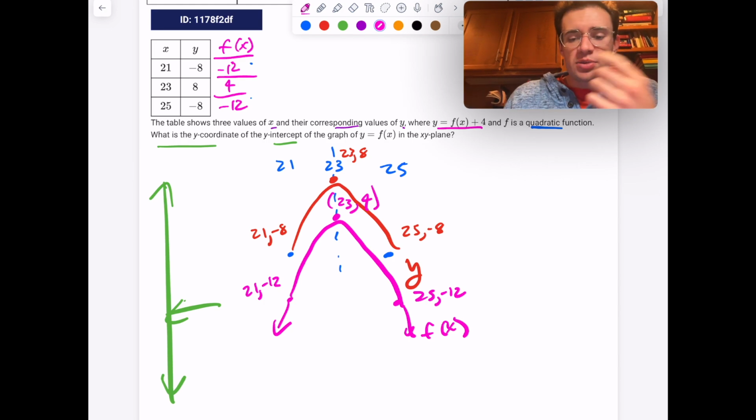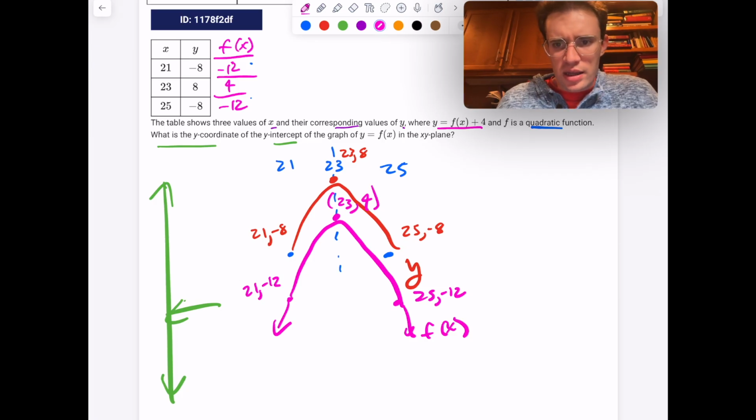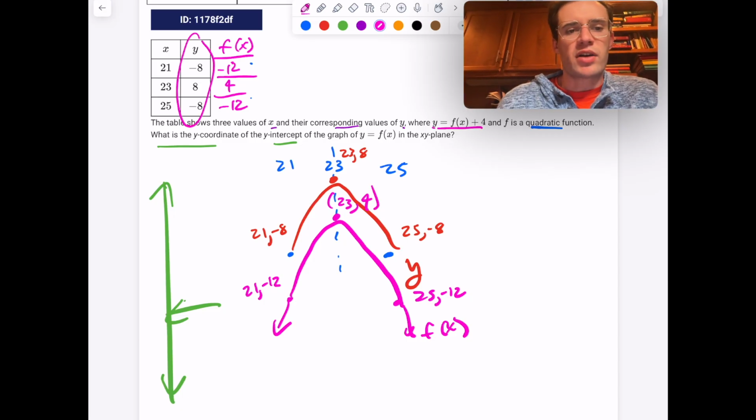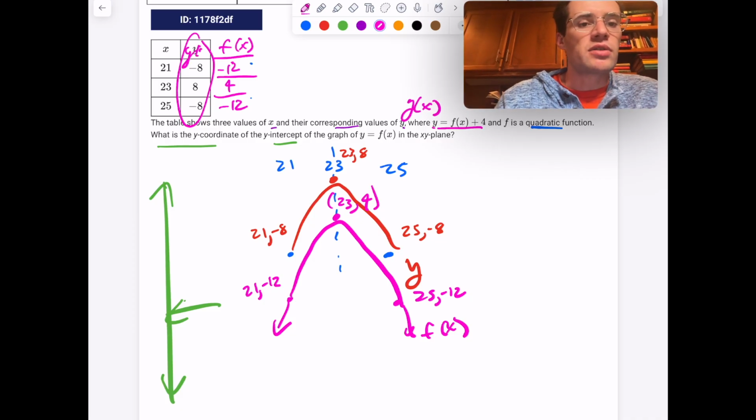So what I would do for this one, using these points that we have, that I just drew, the pink ones, I would figure out what the function f of x is equal to. And don't get thrown off by the y equals f of x part. It's saying that the table represents y equals f of x plus 4. You could say this could be g of x, and then you'd write g of x there. This y does not correspond to the y on the table.